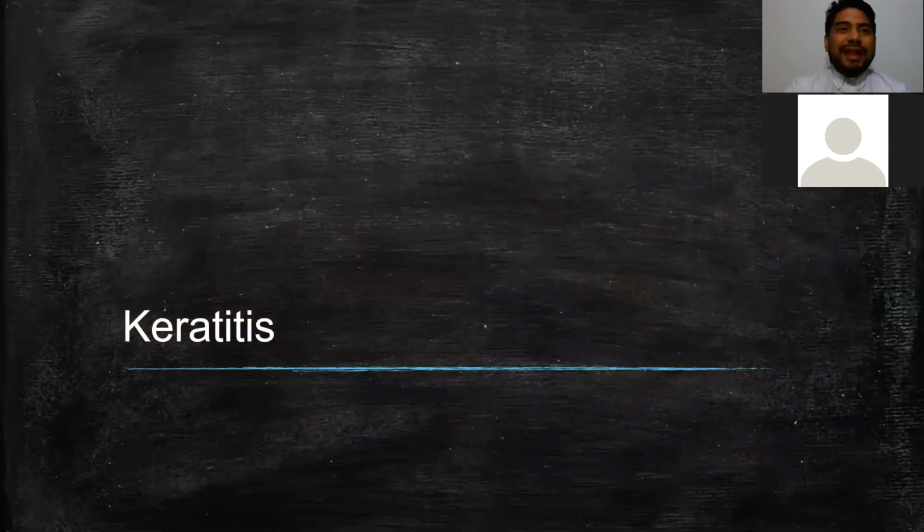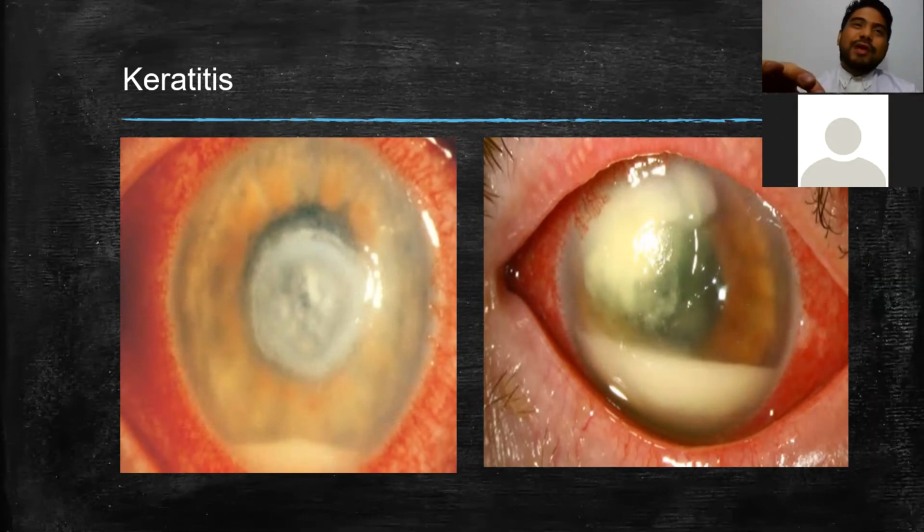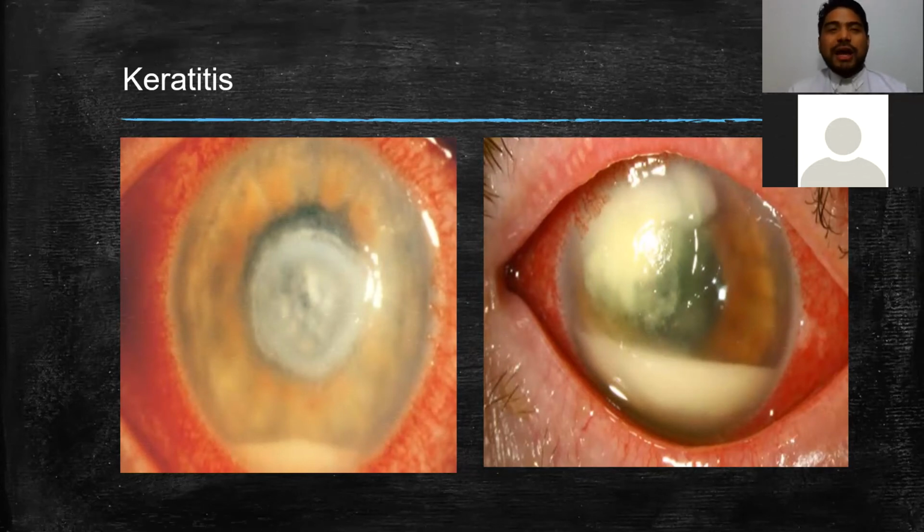So, lastly, let's discuss keratitis. Keratitis is what we call an infection of the cornea. If you look at the picture, you can see on the cornea a whitish area. That's what they call keratitis, an inflammation, an infection of the cornea. There are very many types of keratitis, but I will discuss the infectious keratitis caused by viruses, bacteria, or fungi.